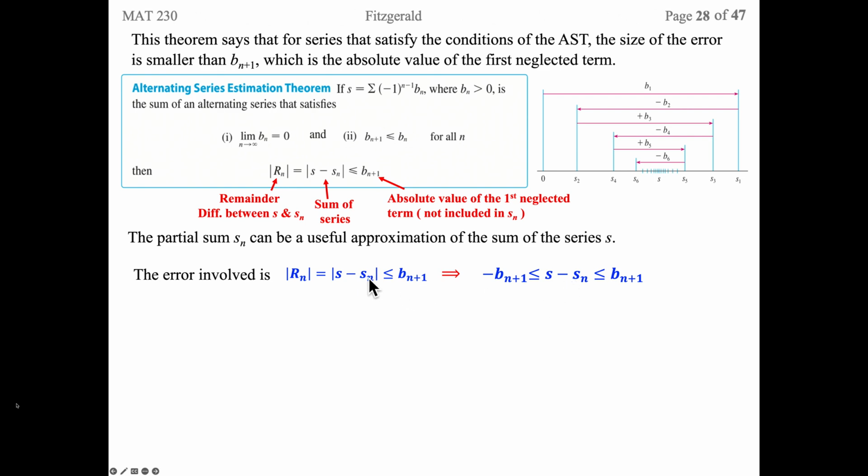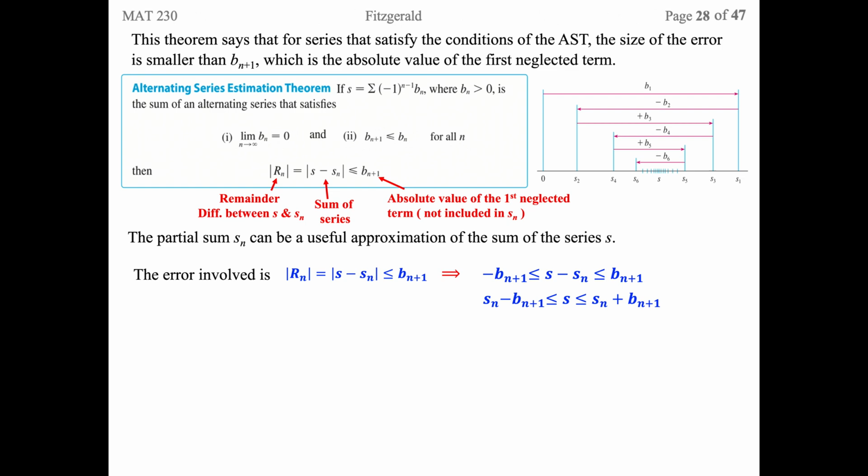Now, I said we wanted to make a good approximation for the infinite sum based off of s sub n. Well, on this compound inequality, add s sub n to the left side, the right side, and the inside. If you add that to all three parts, this cancels. Now I get s sub n minus b sub n plus 1 less than or equal to the infinite sum, less than or equal to s sub n plus b sub n plus 1. This will give me a really good approximation for where my infinite sum is going to be.